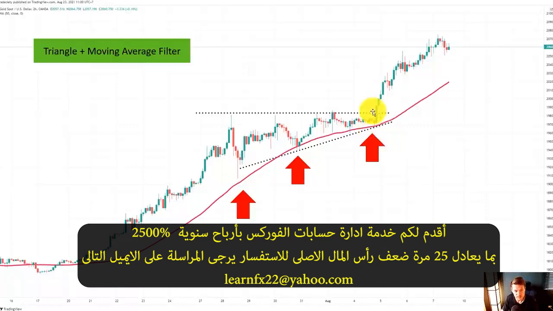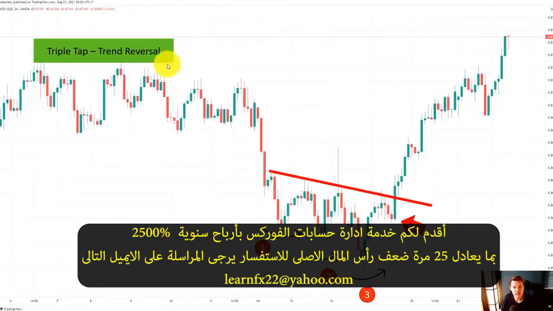Let's talk about triple taps, and they are always one of the most favorite patterns of you whenever I do a YouTube video. So I previously just briefly explained what triple taps are. Triple taps is a trend reversal pattern. And a triple tap is 3 consecutive lower lows, and each subsequent lower low is showing you more weakness.